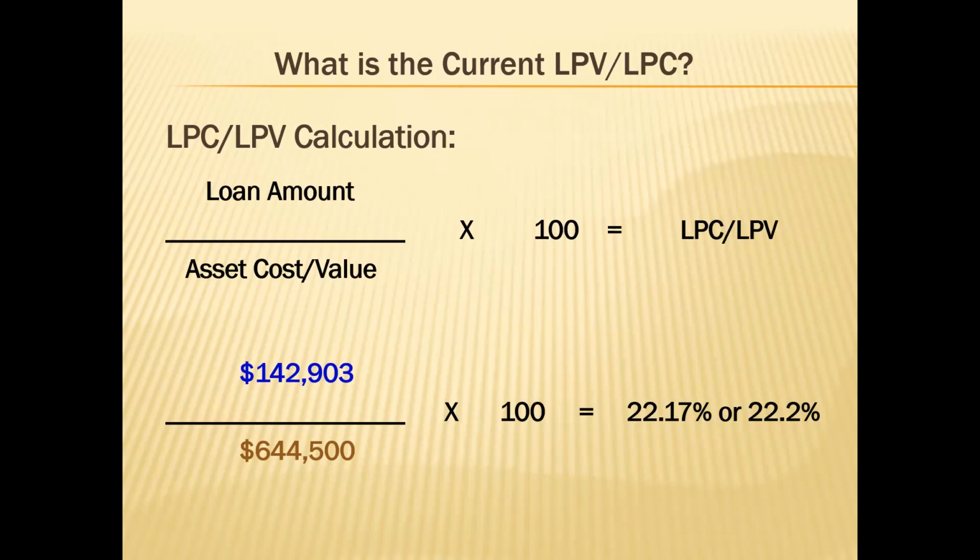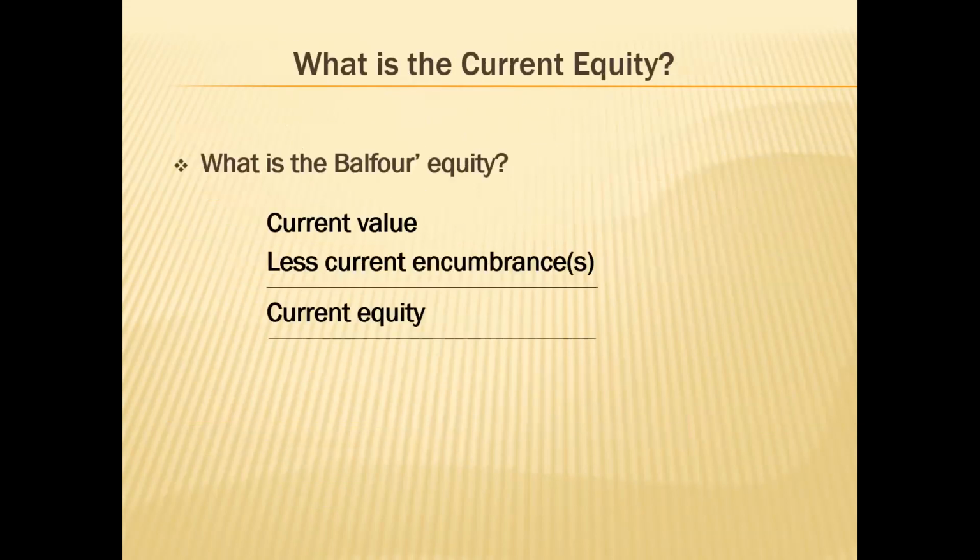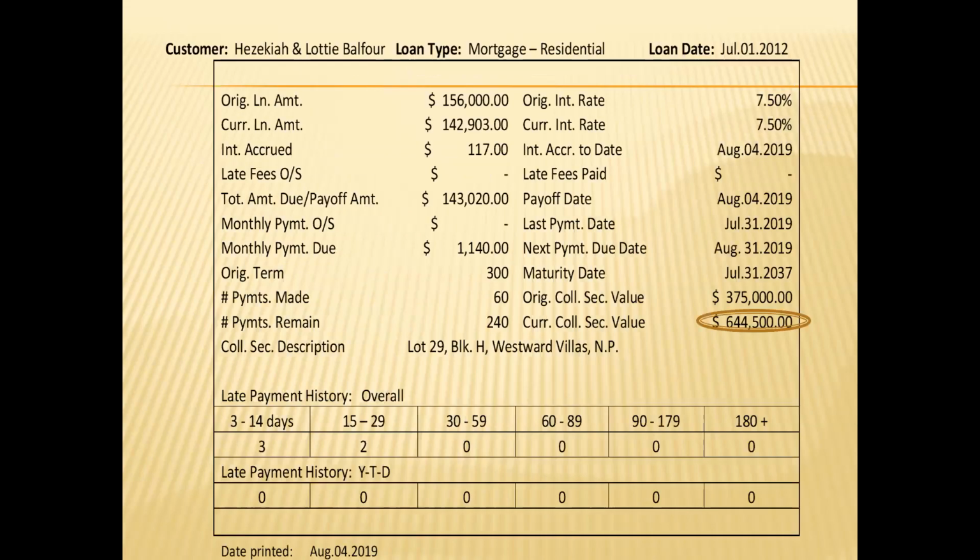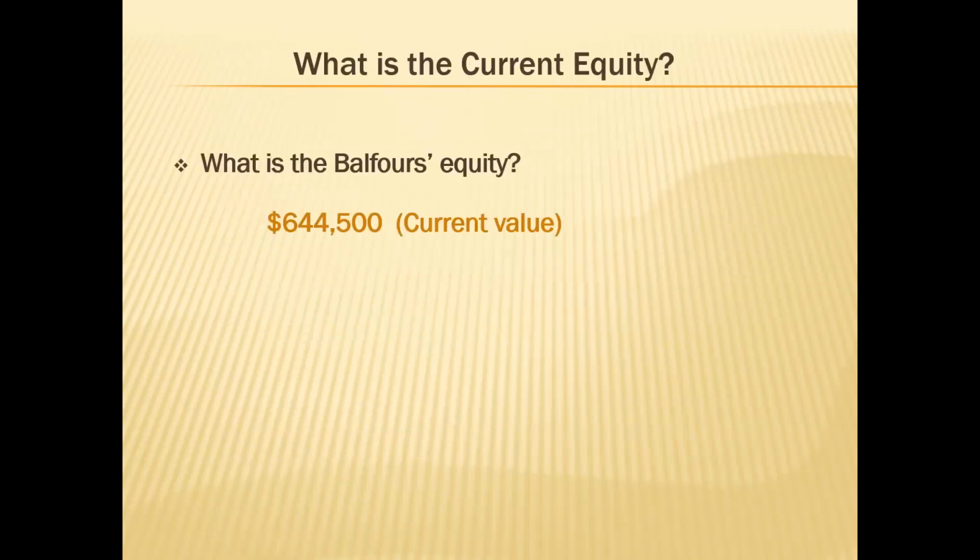Okay. So finish that. Let's look at equity. What is our current value? 644,500. Okay. So again, we find that from the mortgage statement. So 644,500. Okay. What is the encumbrance that we are aware of?